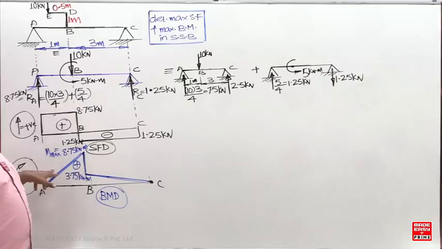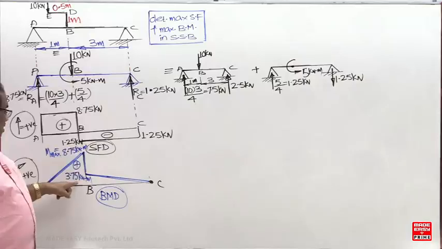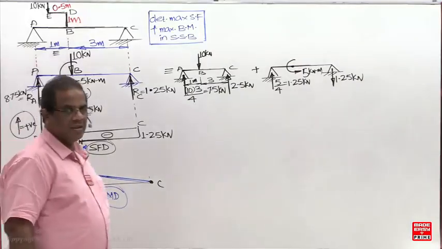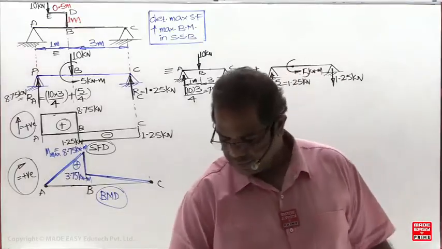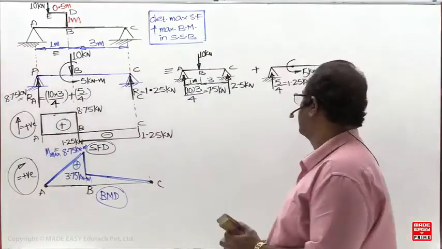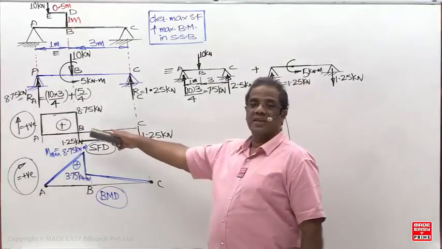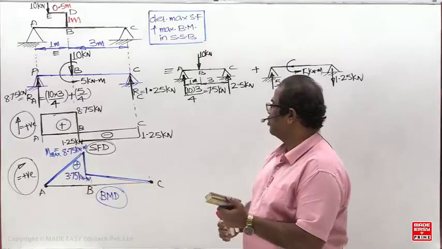AB is acting as a sagging bend moment of 8.75. For the right side portion, it is acting as a sagging of 3.75. What is this height now? 5 kilonewton meters. So the maximum shear force is 8.75, and the maximum bend moment is 8.75 kilonewton meters.